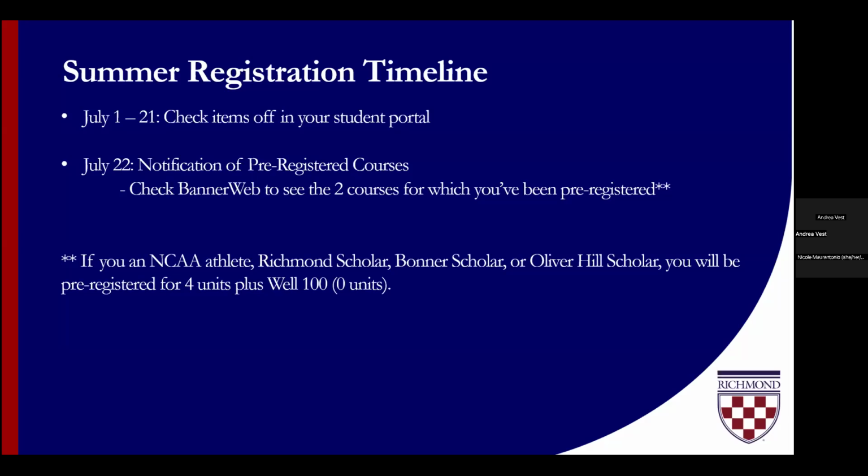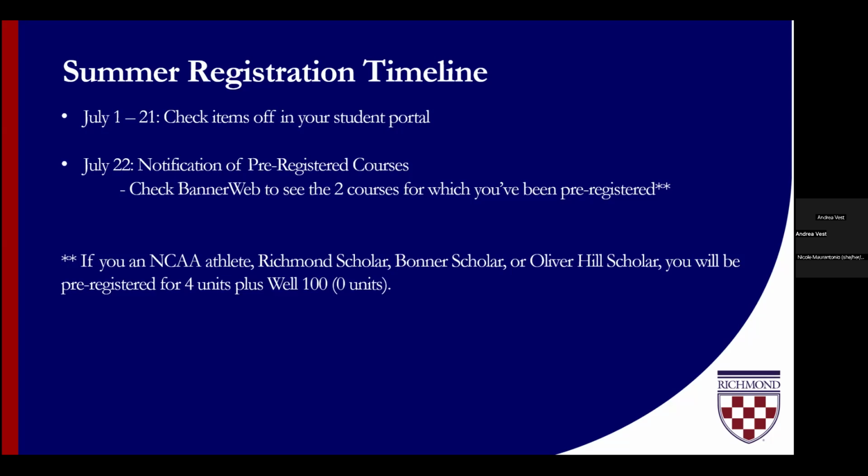After your plan or plans are due on June 30th, you will have a bit of a break registration-wise. So we suggest this is a time to check some items off the checklist in your student portal. On July 22nd, you'll be notified of which course or courses for which you've been pre-registered. For most students, by July 22nd, you'll have two courses in registration. The exception will be if you are an NCAA athlete, a Richmond, Bonner, or Oliver Hill scholar. If you fall into one of these groups, you'll be pre-registered for 4 units plus Well 100, which is a 0 credit bearing class.